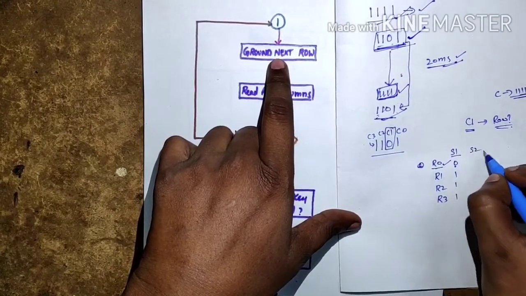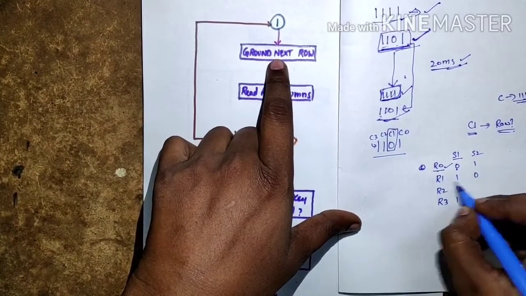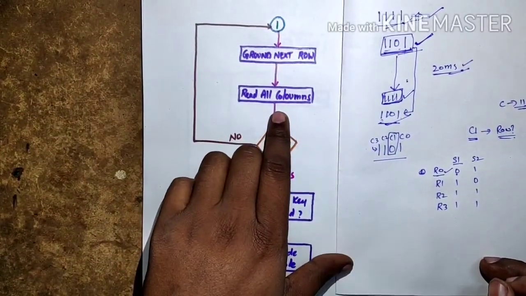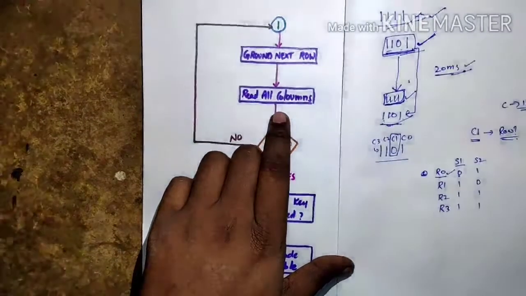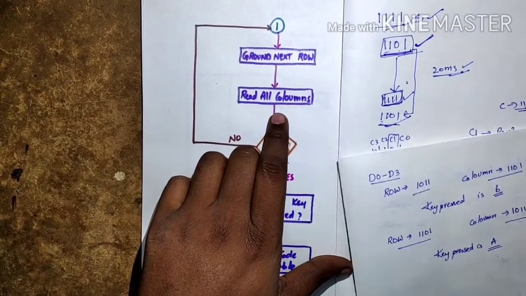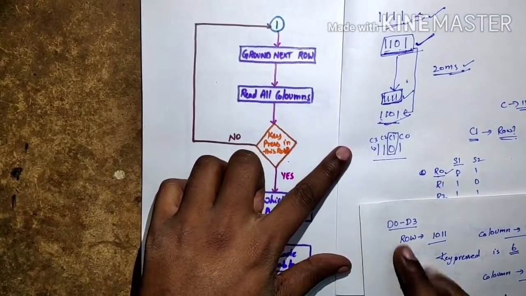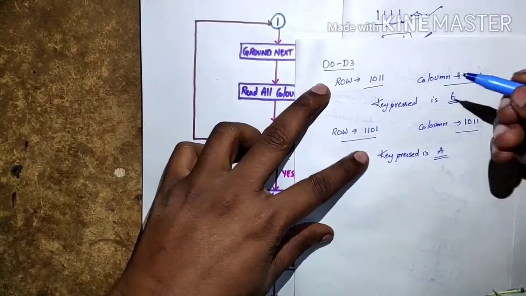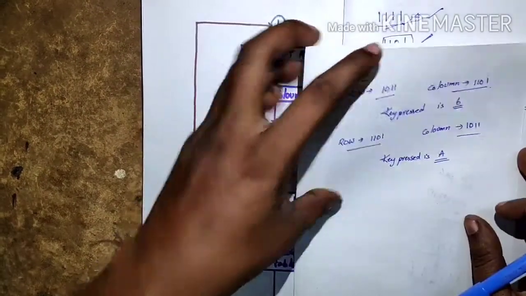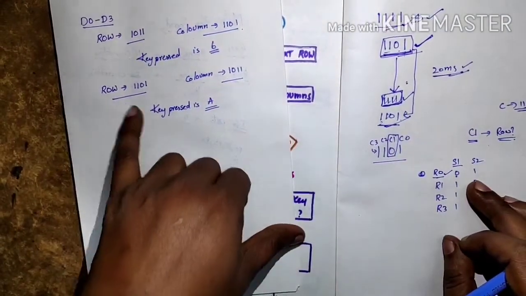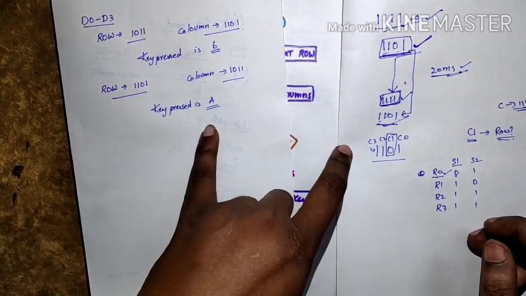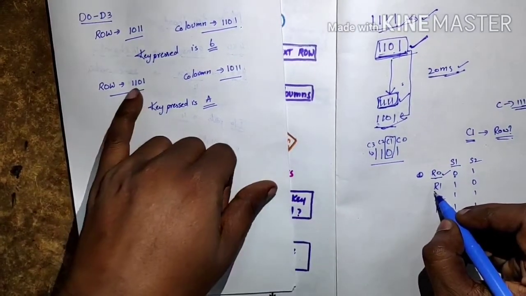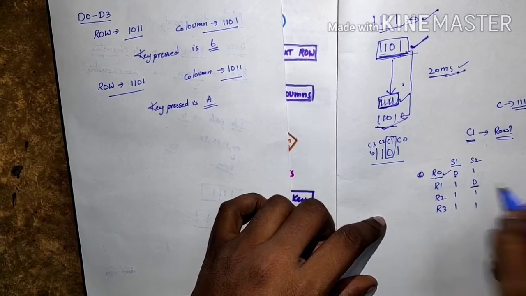In the next step, it will make row 1 zero and the remaining rows ones, and it will read the columns. As we have seen in our previous examples, we already have seen this example, right? If we assume that key A has been pressed, that means here 1101 means row 2.